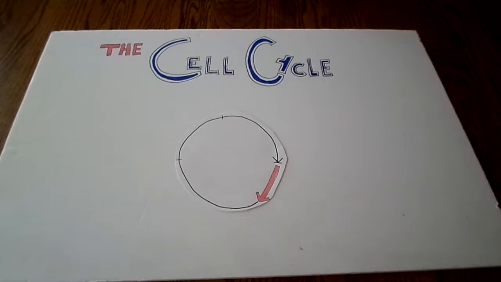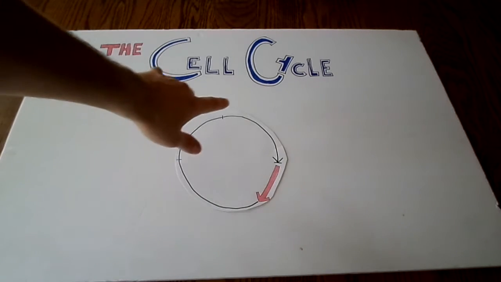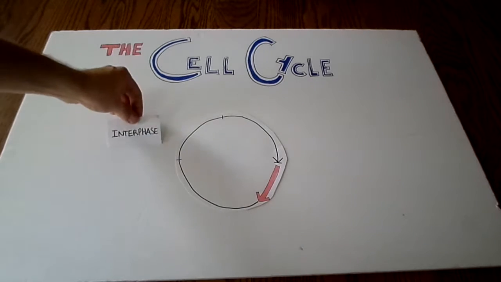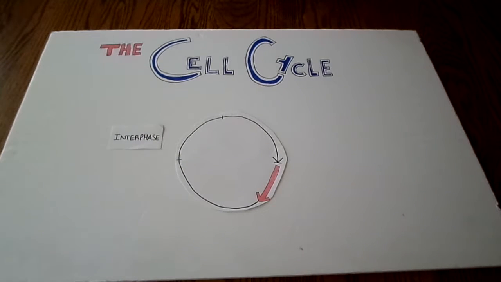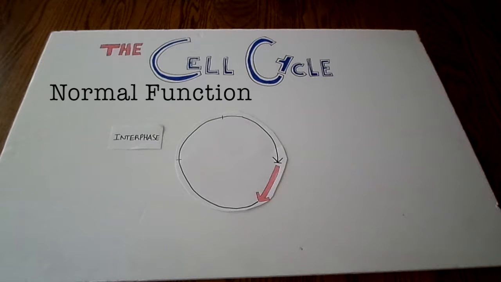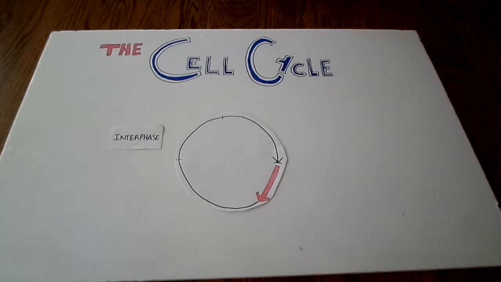Now, as you can see, there are different sections of this circle, and we're about to go over every single step of this cycle. So the first step is this long black line that we're going to call interphase. Interphase is a time when the cell performs its normal job. It does what it was made to do. But meanwhile, in the background, it is going through different processes to prepare it to split off into two different cells.